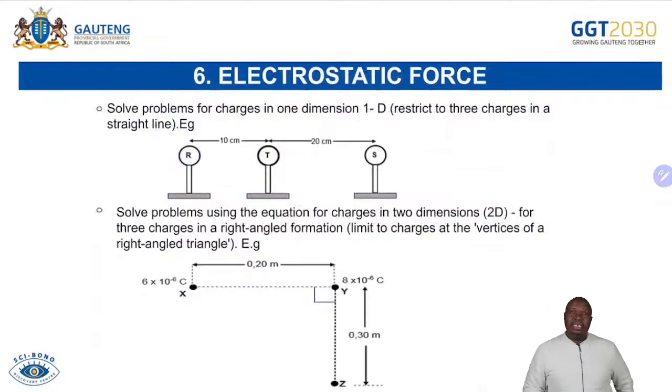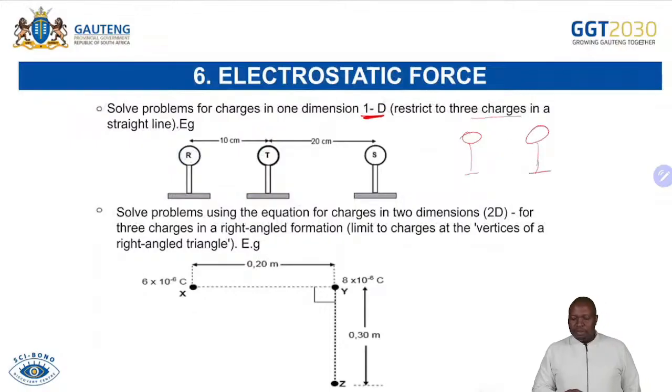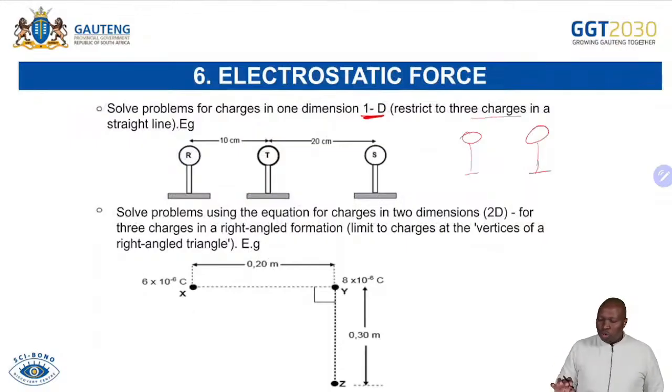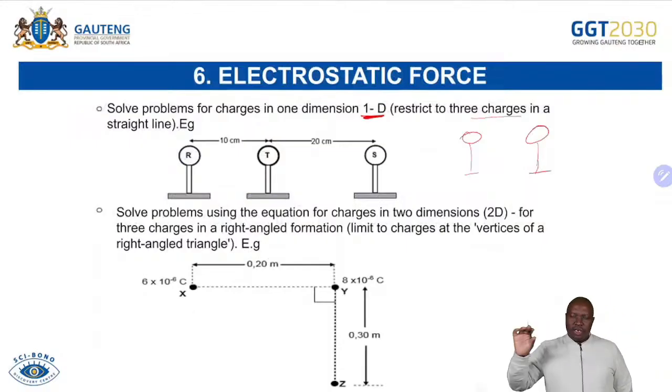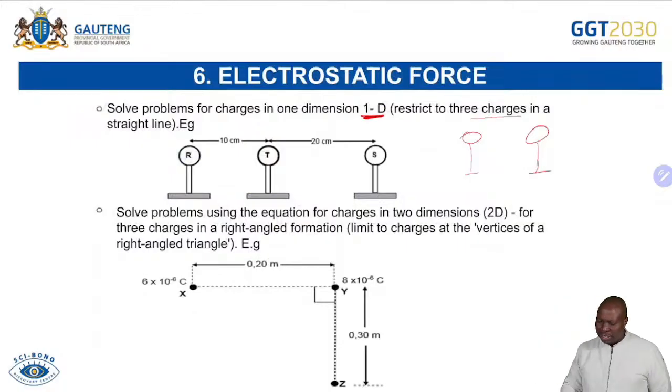Now, this slide is there to show to you. We said we're going to restrict ourselves to a maximum of 3 charges. So you can see that these charges are in 1 dimension, and we restricted ourselves to 3 charges. Sometimes we just give you 2 charges, Q1 and Q2, like that. Sometimes we'll give you 3 of them. So it's important to know that we can deal with 1, 2, or 3, but a maximum of 3, not more than 3 charges.